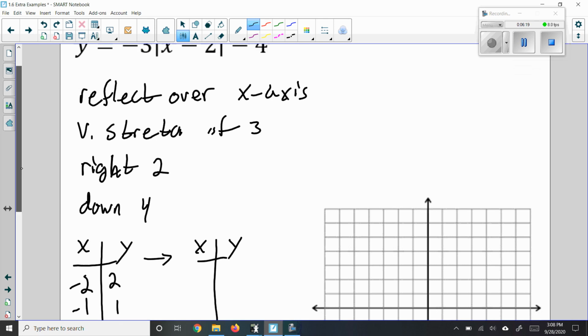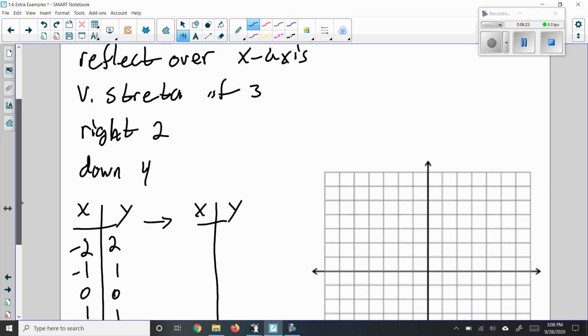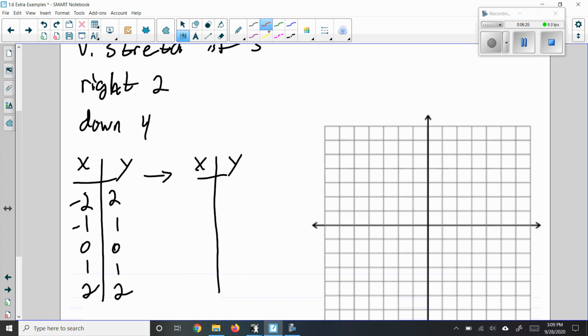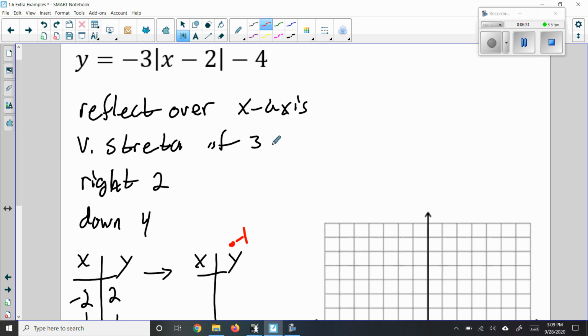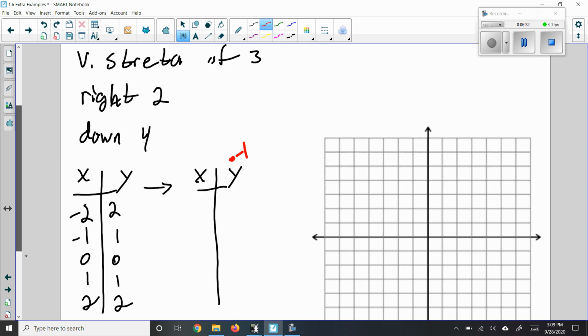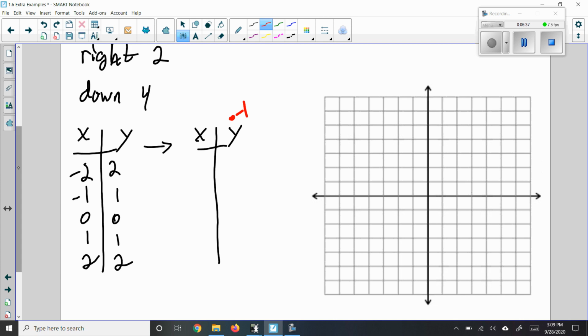Okay, so the reflection over the x-axis, that means we're going to multiply the y values by -1. This vertical stretch of 3, that means we're also going to multiply the y values by 3. So instead of multiplying by -1, let's just multiply by -3. That takes care of both simultaneously.